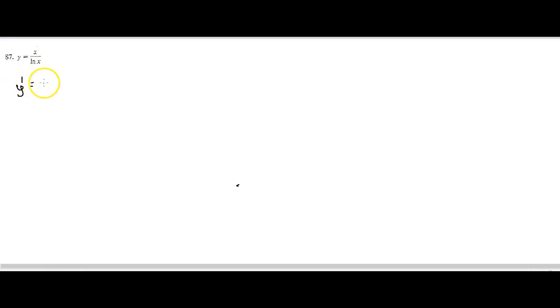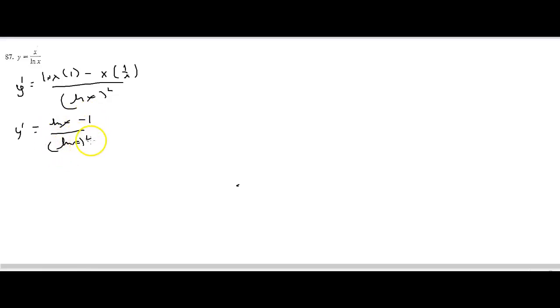This is a quotient rule. So I'm going to go the bottom times derivative of the top minus the top times derivative of the bottom. Derivative of ln of x is going to be 1 over x, all over ln x squared. Y prime therefore equals ln of x minus 1 all over ln of x, the whole thing squared.